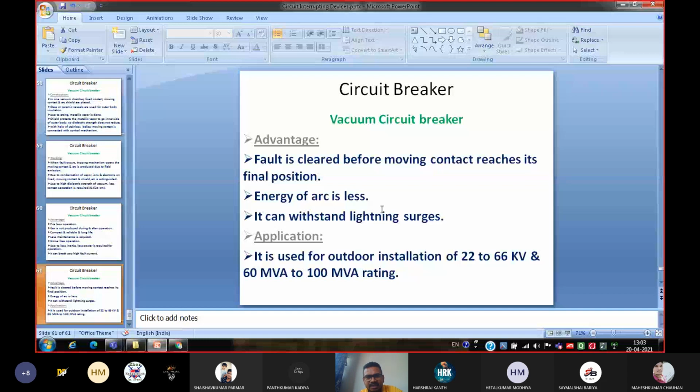Energy of arc is less due to the fault clearing time being very less. The energy of the arc is also less. It can withstand lightning surges also: when a lightning surge occurs, this type of circuit breaker also withstands the lightning surges. The application is for outdoor installation of 22 to 66 kV and the MVA rating is 60 MVA to 100 MVA. Okay, so this is the application of vacuum circuit breaker.